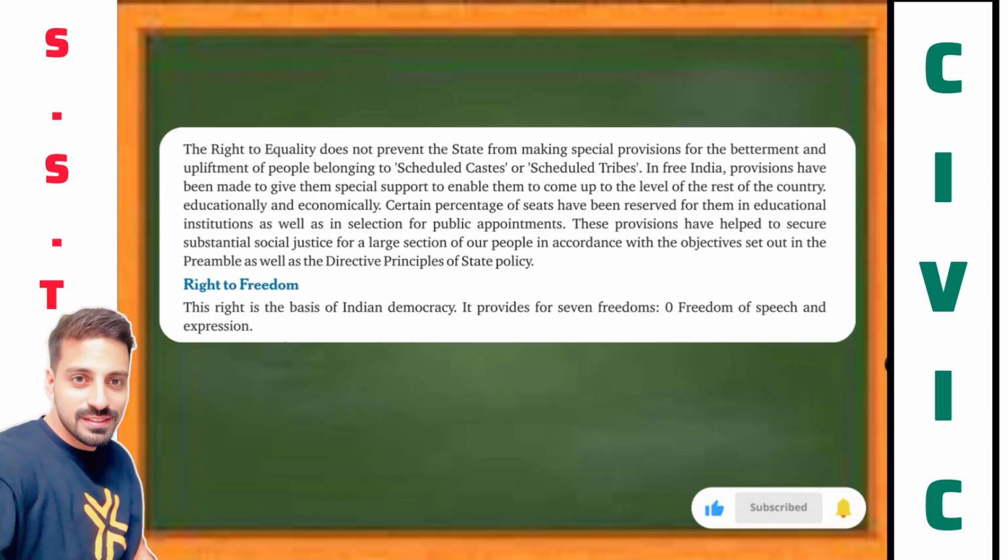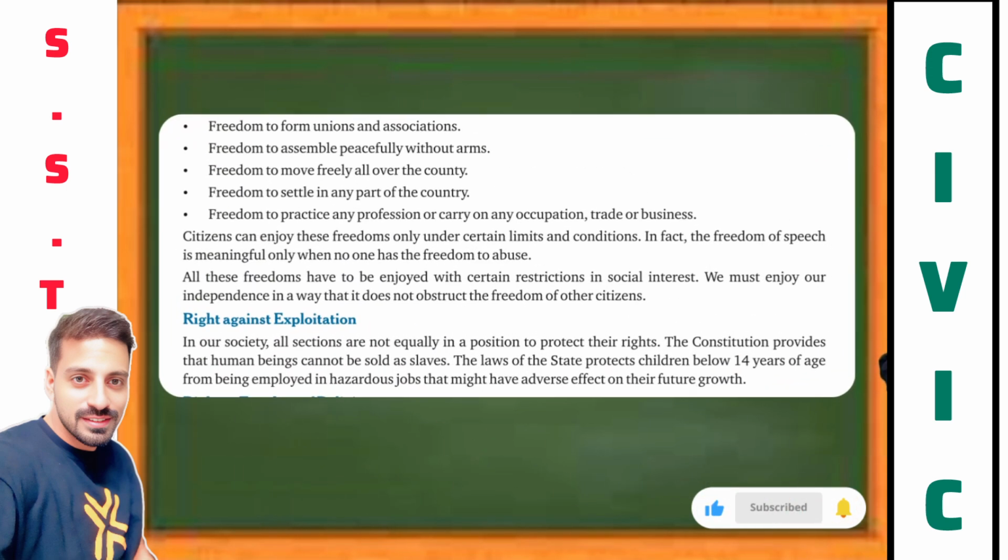Right to freedom. This right is the basis of Indian democracy. It provides for seven freedoms. Freedom of speech and expression. Freedom to form unions and associations. Freedom to assemble peacefully without arms. Freedom to move freely all over the country. Freedom to settle in any part of the country. Freedom to practice any profession or carry on any occupation, trade or business.